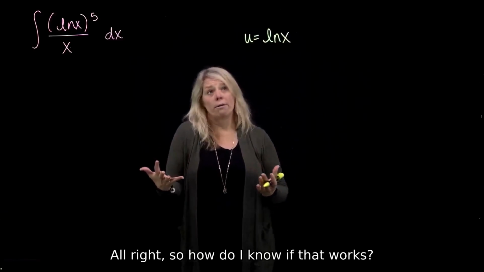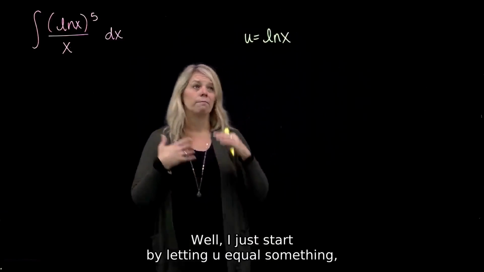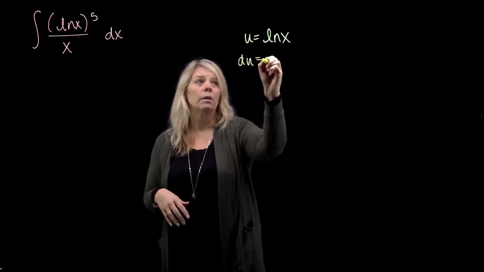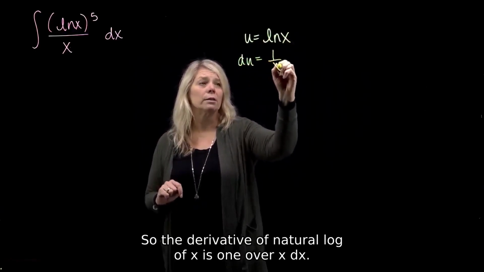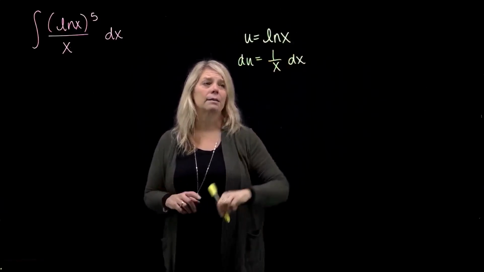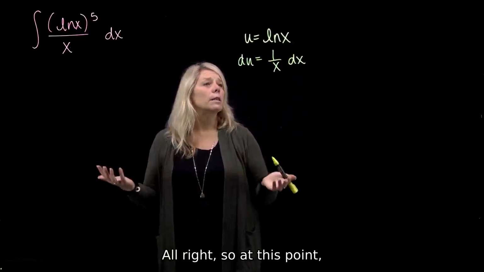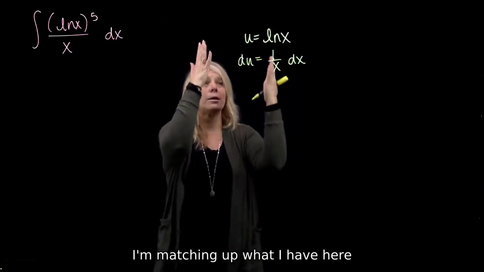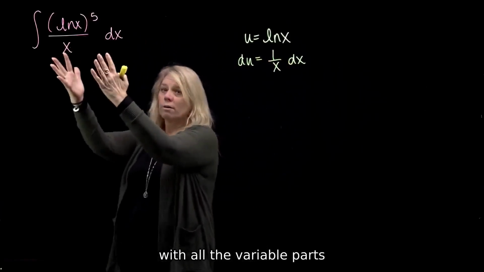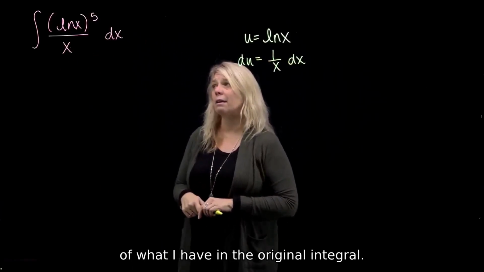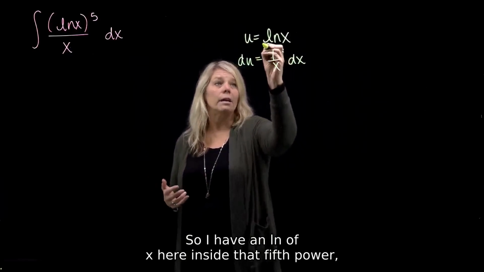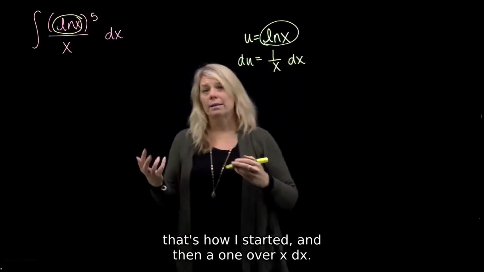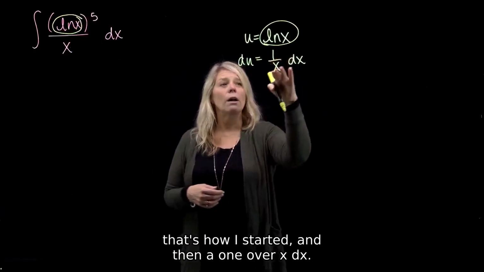All right, so how do I know if that works? Well, I just start by letting u equal something, and then I have to find my du. So the derivative of natural log of x is 1 over x dx. All right, so at this point, this is when I decide whether this u substitution will work. I'm matching up what I have here with all the variable parts of what I have in the original integral. So I have an ln of x here inside that fifth power. That's how I started. And then a 1 over x dx.